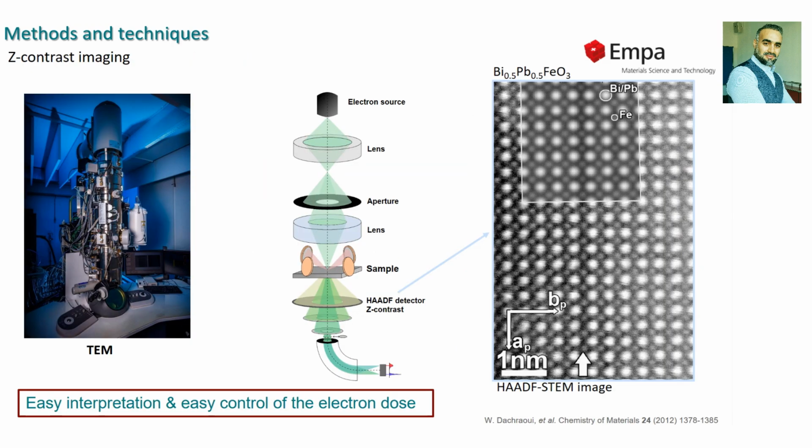So for our imaging, we are using the Z contrast imaging technique called high angle annular dark field STEM, where the contrast of the generated image is related to the Z of the element forming the sample. For example, here in this image, the bismuth lead appears brighter than the iron with lower Z, and this technique of imaging is easy for interpretation and also easy for the control of electron dose.